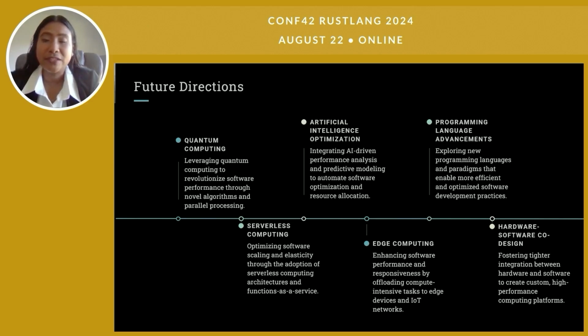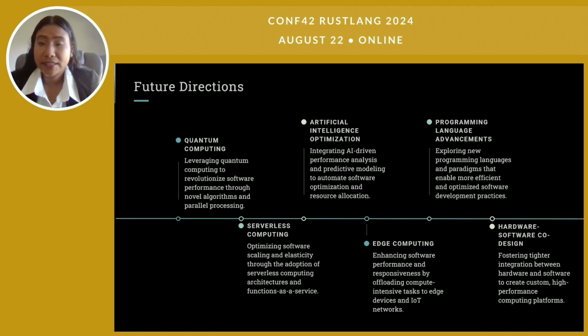Edge computing, which keeps edge servers on the edge side of the network to avoid latency, is getting adopted by top performing software and can be adopted in all our future endeavors. It will enhance software performance and responsiveness by offloading compute-intensive tasks to edge devices and IoT networks. In the upcoming world with smart devices and IoT networks, we will have to adopt edge computing.